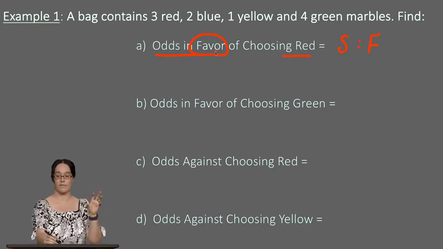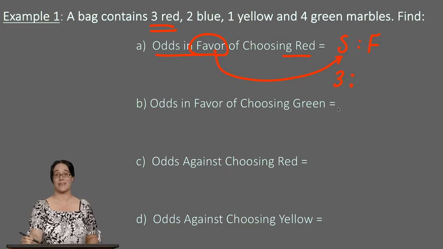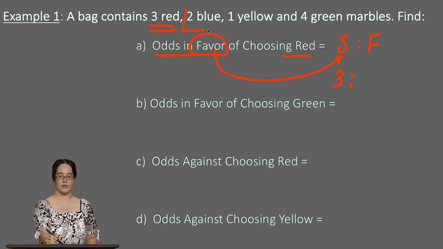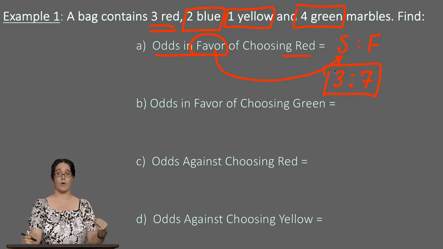So since we want in favor, we think of success first, okay? So how many ways can I successfully get a red marble? Well, it looks like there's only 3 red marbles in the bag, so that would be 3. And how many ways can I fail in getting a red marble? Well, that would be all the other ones, the 2 blue ones, the 1 yellow one, and the 4 green ones. If you add those together, you get 7. So the odds in my favor of getting a red marble would be 3 to 7.